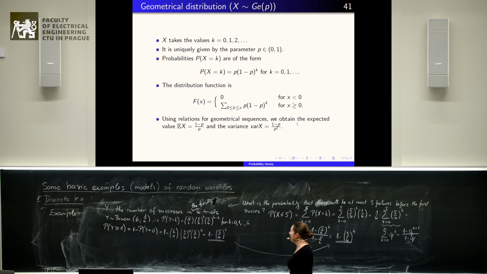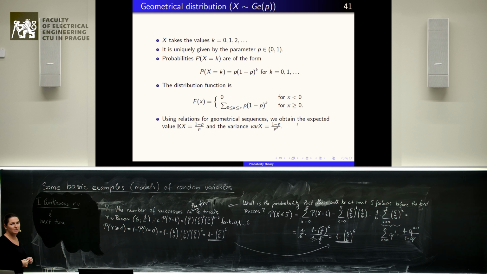So everything is connected with everything, as I would say, and this was the last discrete distribution I wanted to show you today. Next time we will continue with continuous random variables, and these discrete random variables we will calculate in the exercise this and next week. So this is everything for today's lecture. Thank you for your attention.